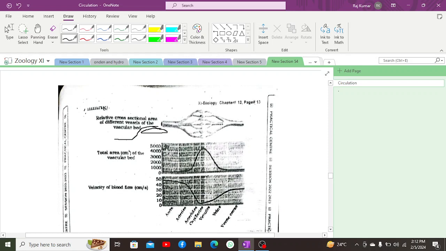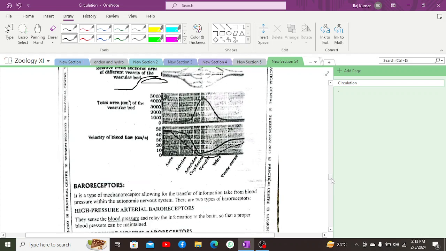Blood pressure is also less in the capillaries, as you can see in the graph, as well as in the aorta. The velocity of the blood is highest in the aorta, then less in the arteries, then least in the capillaries, then high in the venules again, then higher in the veins, and finally the same at the vena cava. The same goes for blood pressure. Blood pressure will have the same sort of graph.